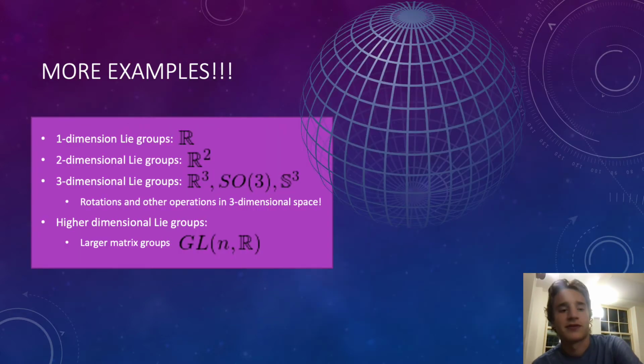Some other examples of Lie groups are R, R2, and R3, just the whole spaces. SO3, which is the rotations in 3D space. And then S3, which is the 3-sphere in 4D space, and the rotations of that sphere. And then we also have higher dimensional Lie groups, like GL(n, R), where GL is just the general linear matrices in n dimensions that are real valued.